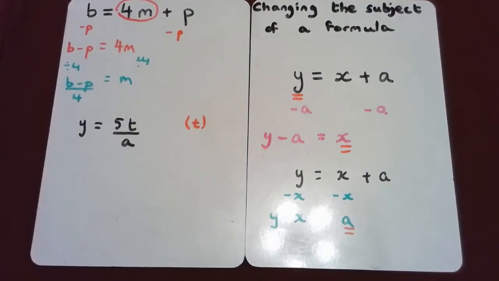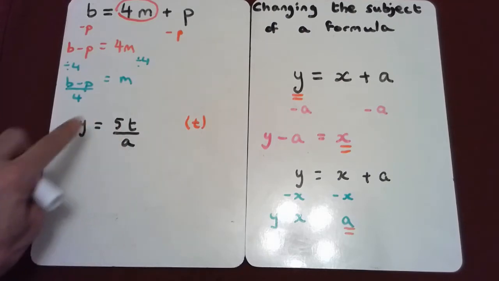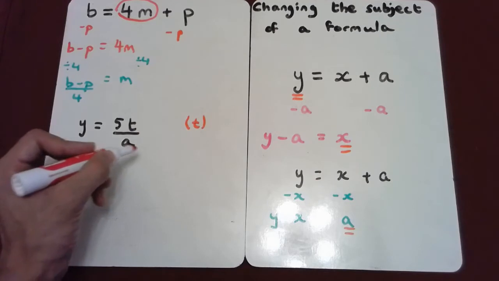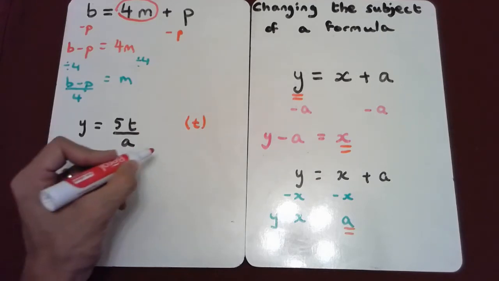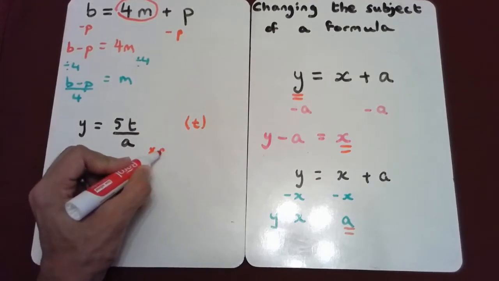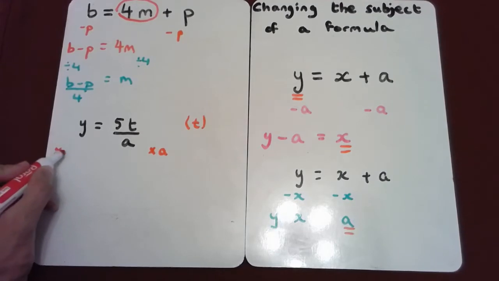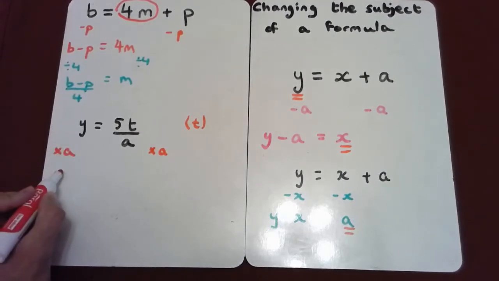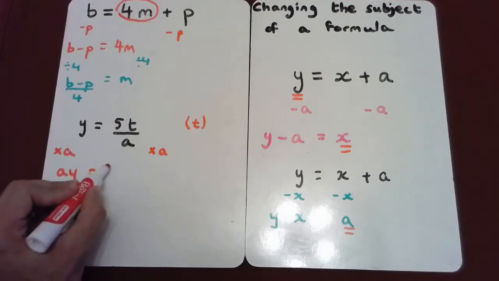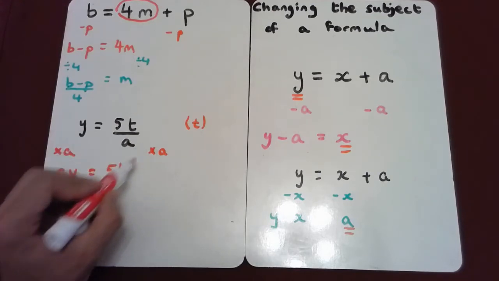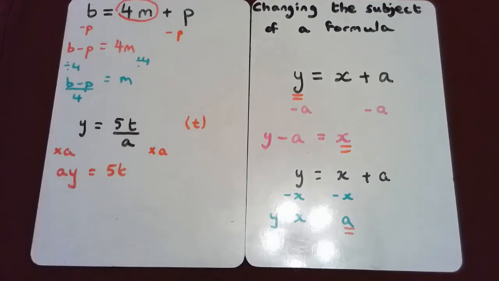Now, with any questions we've seen previously, when we're solving equations and we've got fractions, the first thing to do is to multiply through by the denominator to eliminate the fraction. So over here, if I multiply by a on this side and multiply by a on this side, I get ay on the left, that's multiplication, is equal to 5t because the a's will cancel out.